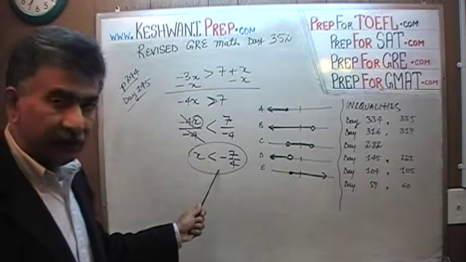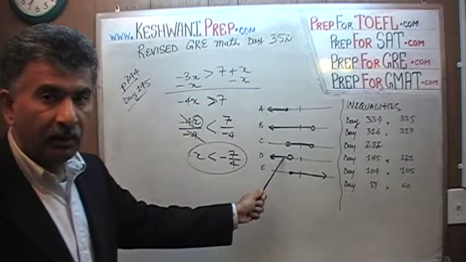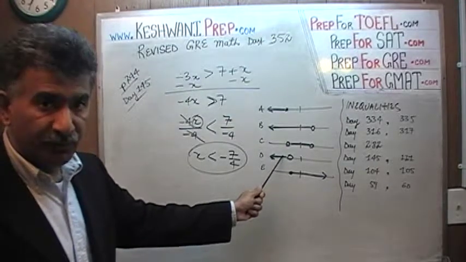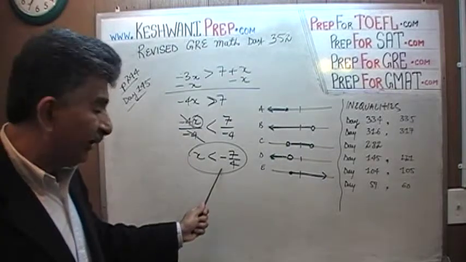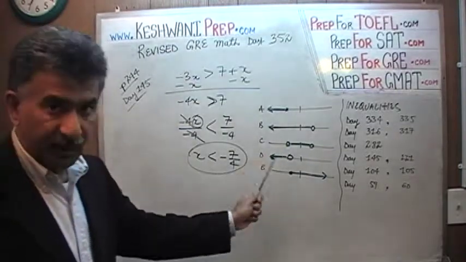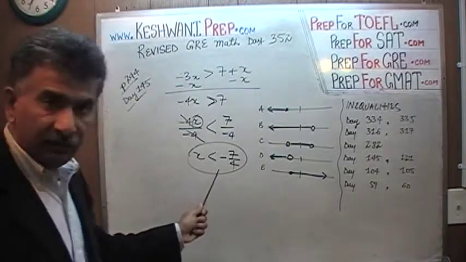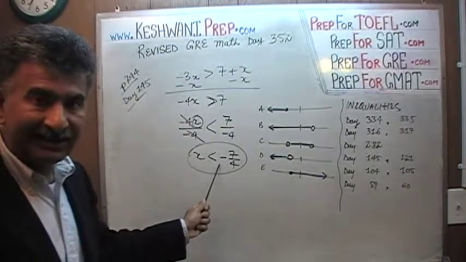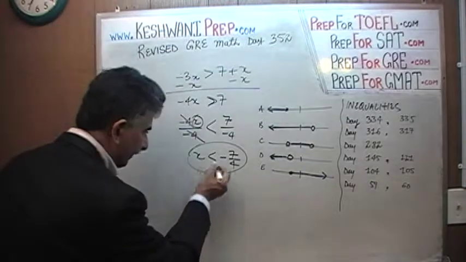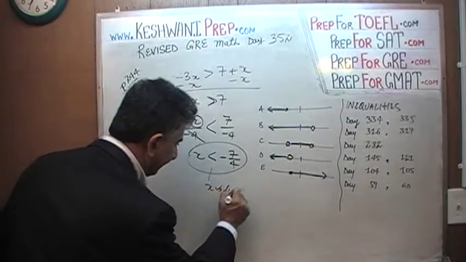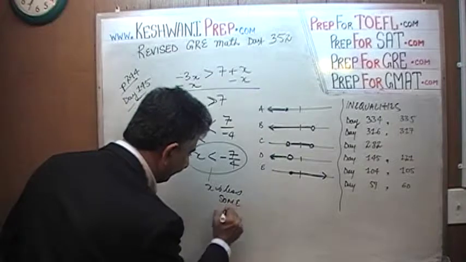We have to read this in a way that is compatible with how the answer choices are presented to us. What does it tell us? This tells us that x is less than some negative number.